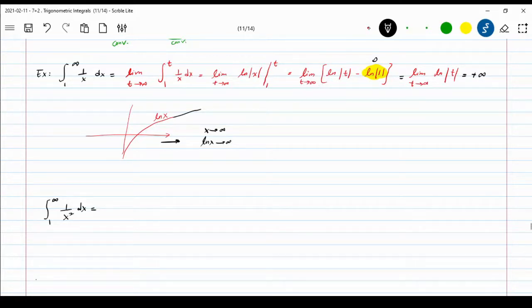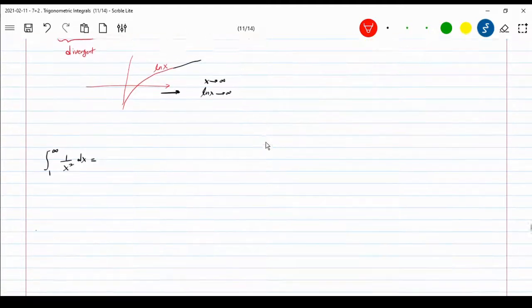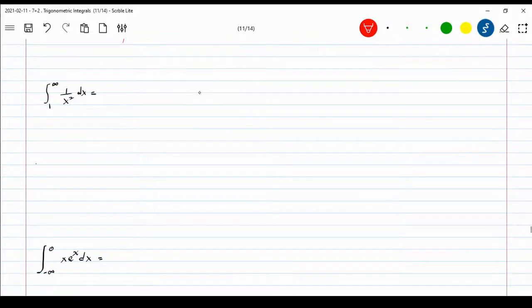And what can I say about this integral? This integral is divergent, since the limit is an unbounded value. But here, let's look at the next example. What is the integral from 1 to infinity of 1 over x squared dx?